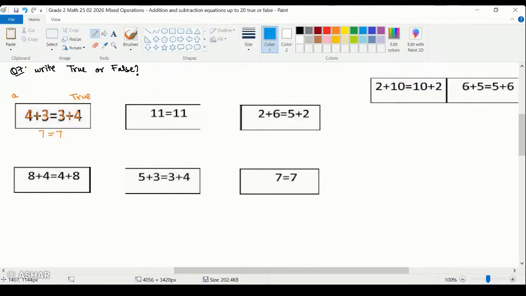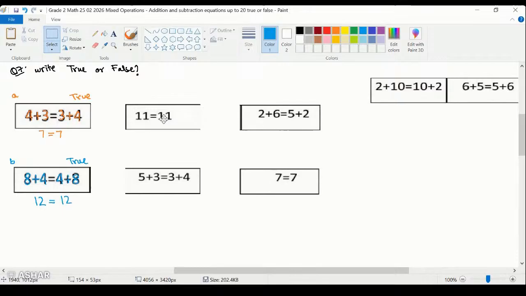Part B, what can we say? 8 plus 4 and 4 plus 8. 8 plus 4 is 12, and 4 plus 8 is also 12, and 12 is always equals to 12. That means this is a true statement.